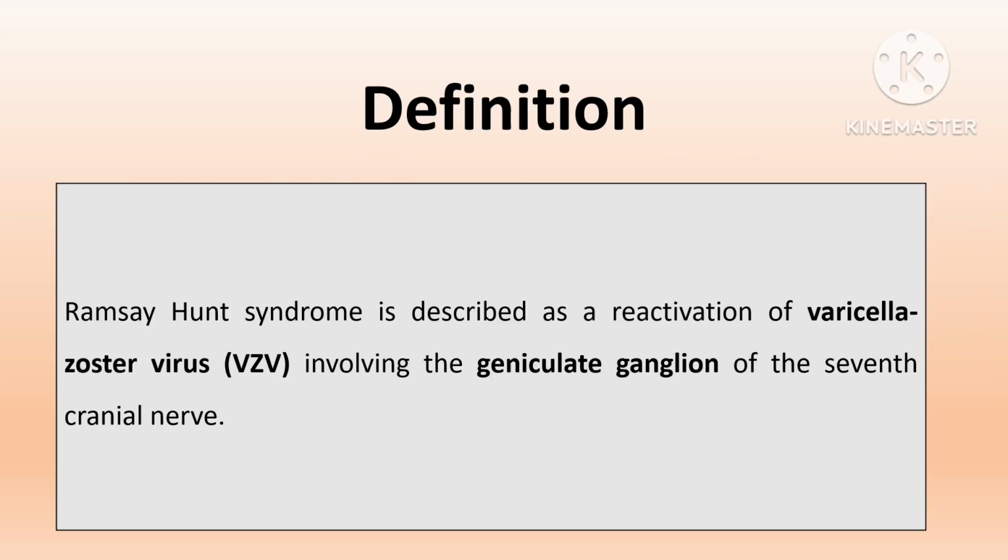Today we are going to discuss Ramsay Hunt Syndrome. So let's begin by defining Ramsay Hunt Syndrome. It is also called Herpes zoster oticus. It occurs when the varicella-zoster virus, which causes chickenpox, reactivates in the geniculate ganglion of the facial nerve.